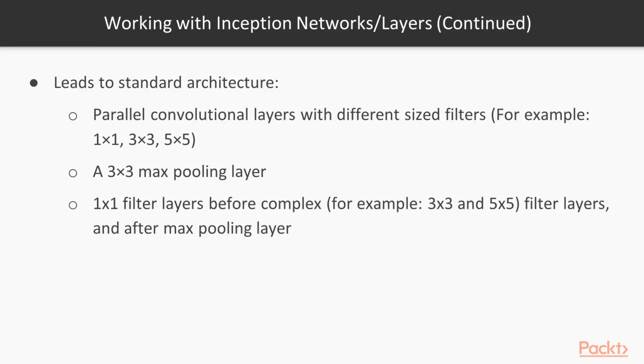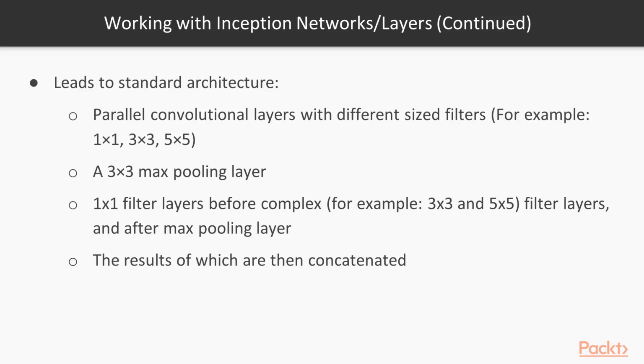And what that's going to do is it's going to merge together the input channels into a lower number of channels before passing it on to the more complex convolutions. It's also very common to have a 1x1 filter layer after the max pooling layer. For exactly the same reason, it can merge down the number of channels coming out of the max pooling layer, therefore reducing the number of channels that are going to be concatenated at the final step of the Inception block.